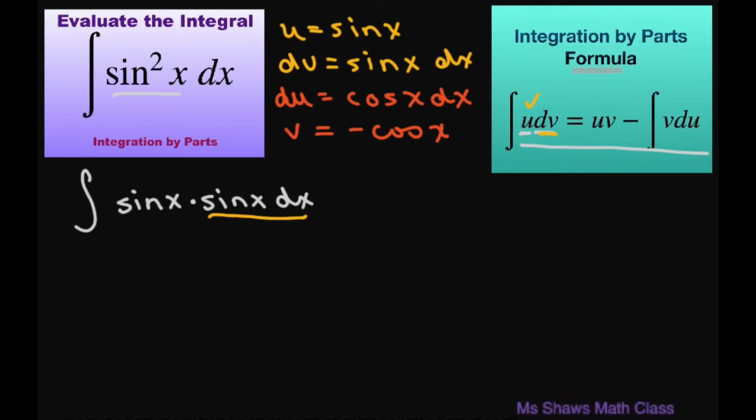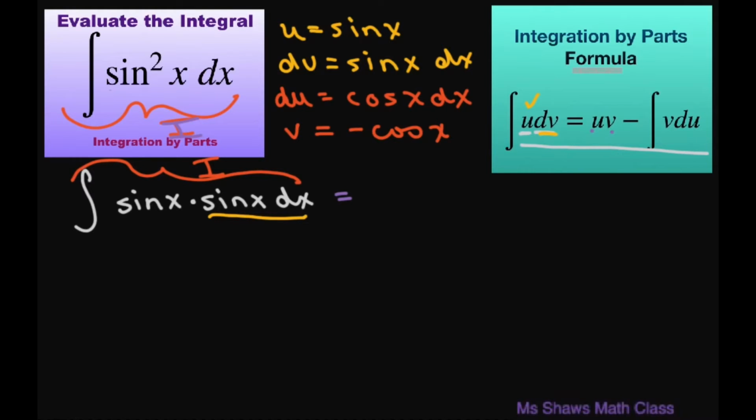Also, to make things a little easier, I'm going to call this integral here I, and then I'll go back to this in a minute. So I'm just going to rename this as I for now. So let's use the formula.